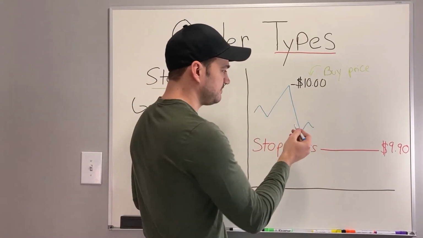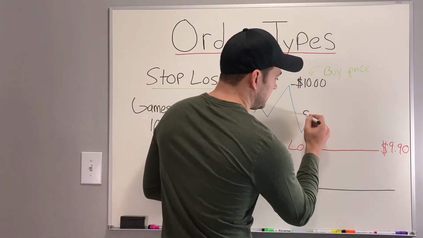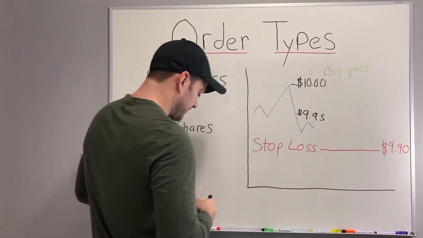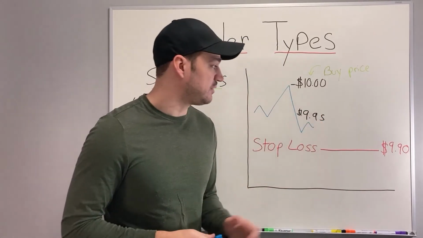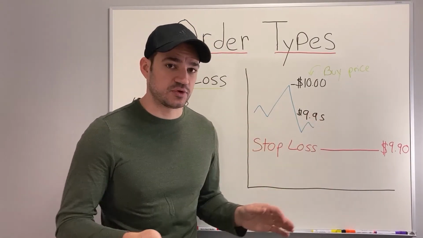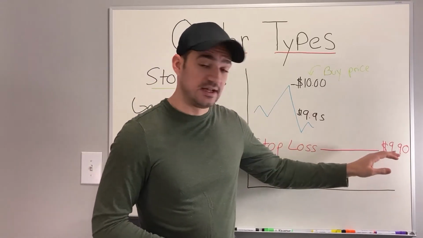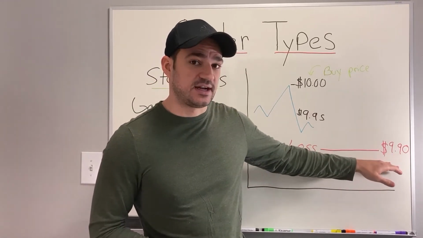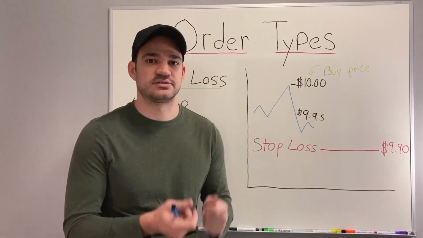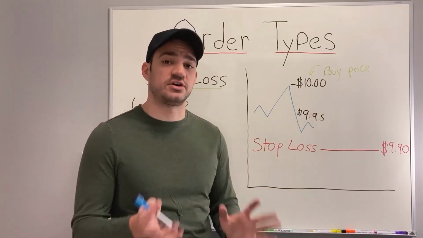But for some reason or another, right now it's at $9.95. Well, what a lot of people do is they wait, or they just wait to see what's going to happen. That's fine. You're going to watch the stock, of course, but this is your safety net. This is going to tell the computer, I'm not taking less than $9.90 back for my 100 shares. I'm only willing to risk $100 on this entire trade. If you put this in, you can't lose more than $100.